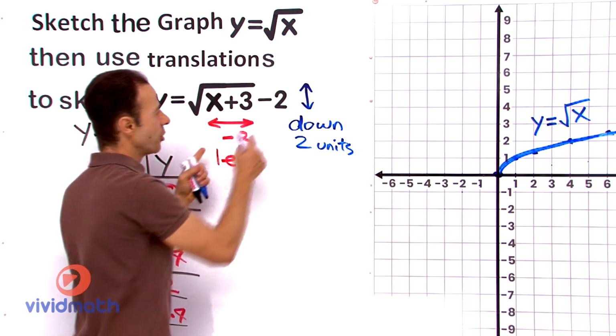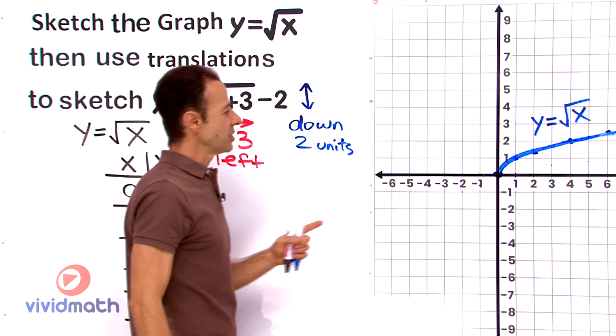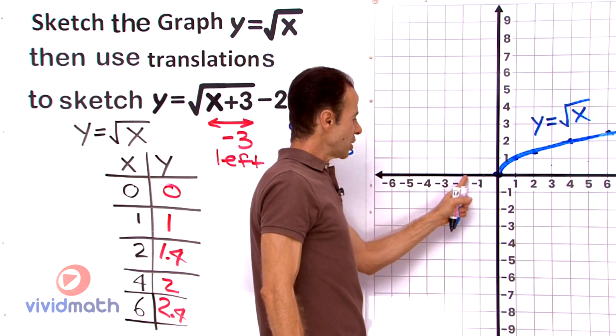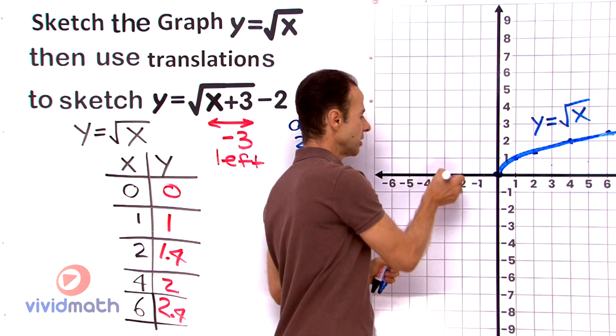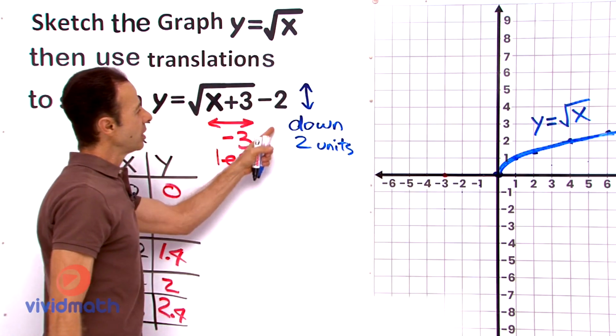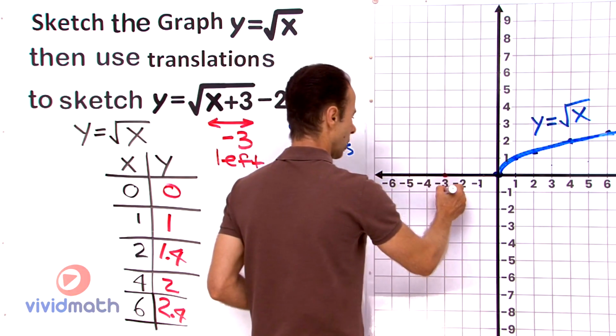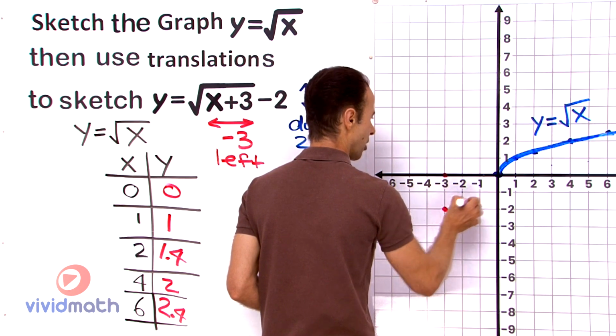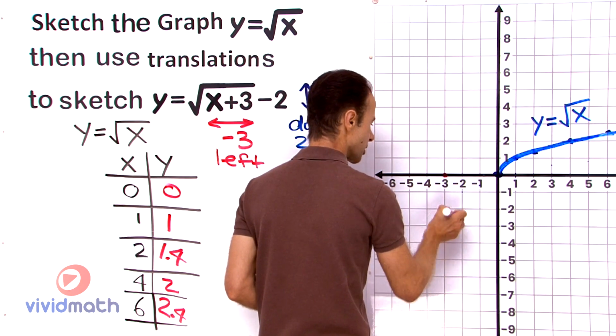We're going to take it to minus 3 right over there. So, it doesn't matter which one we do first. Let's go to the minus 3 first. So we got minus 3. We're going to shift it minus 3 horizontally to there. And then we're going to go down 2 units. 1, 2. So this is our new origin. That's our old origin. This is the new origin.